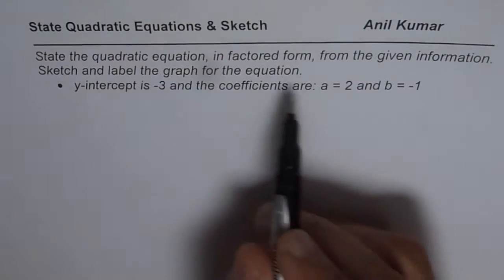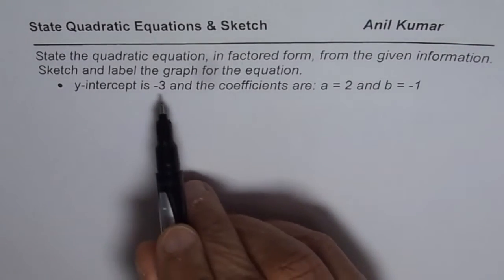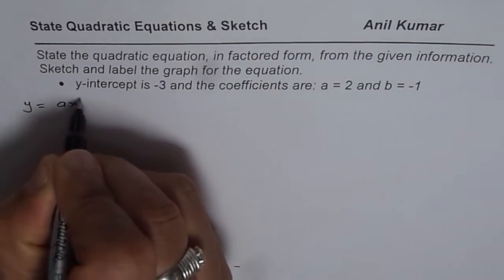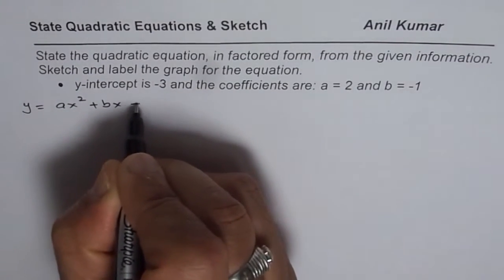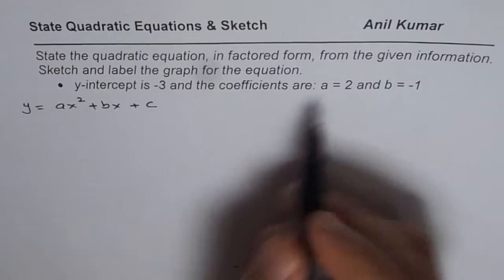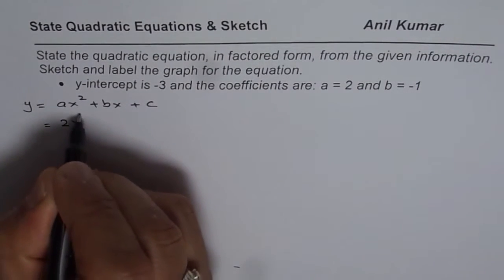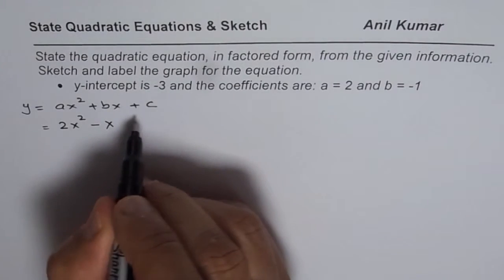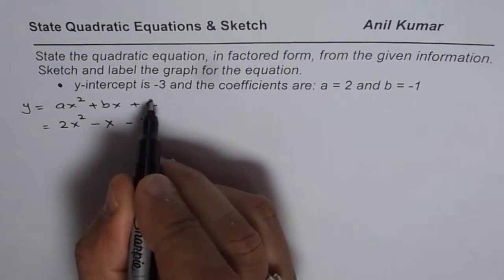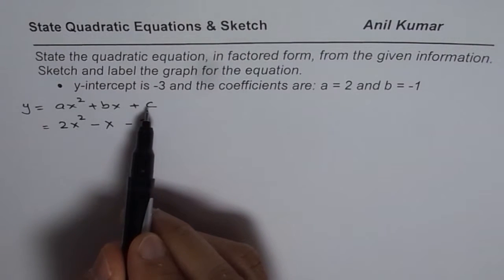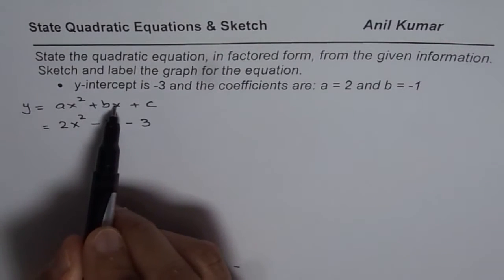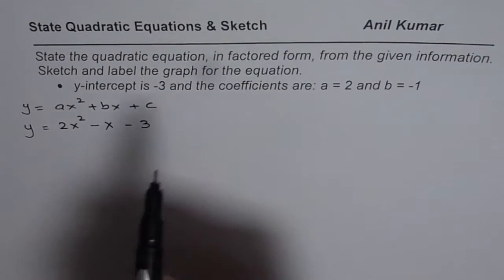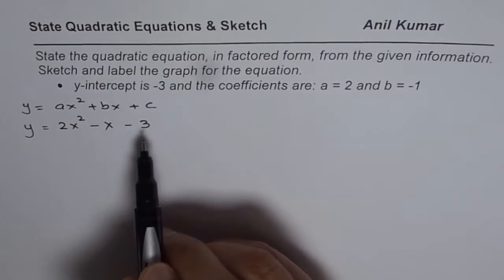Well, when we are given information like coefficients and the y-intercept, we should begin with the standard form of the equation, which is y equals ax squared plus bx plus c, right? So what are we given? a is 2, so it is 2x squared, b is -1, so it is -x, and y-intercept is -3, which is c. So -3 is the value of c. As you know, c is the y-intercept. If I substitute 0 for x, y equals c. That is how we get the y-intercept. So this is the equation which represents this information in standard form.